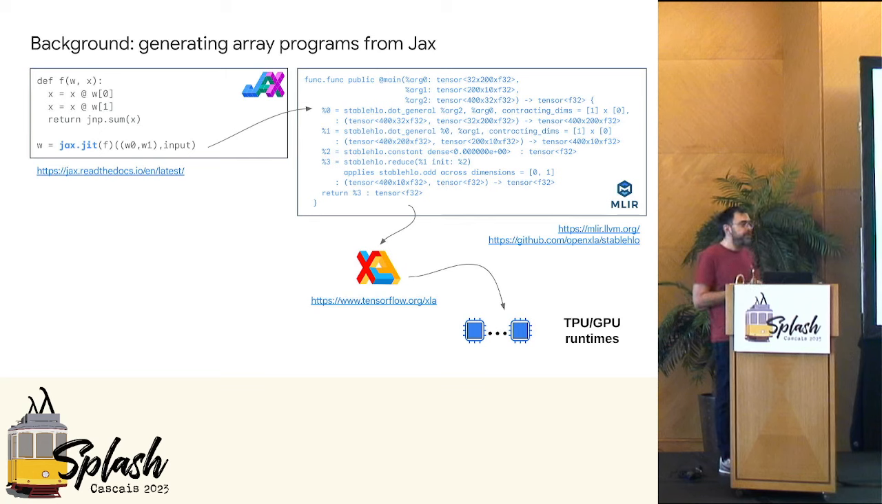And JAX offers this kind of JIT transformation, which effectively says, take the Python code, trace it out. While you trace it out, construct an array program in a lower level IR. This is the StableHLO MLIR dialect, which is an array IR that effectively wraps the XLA array language, which is what the XLA Google compiler ingests to compile for GPUs or TPUs or CPUs, and then runs these things.